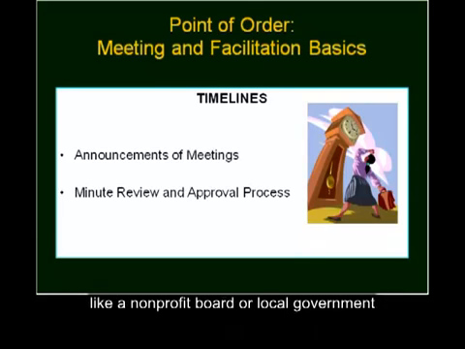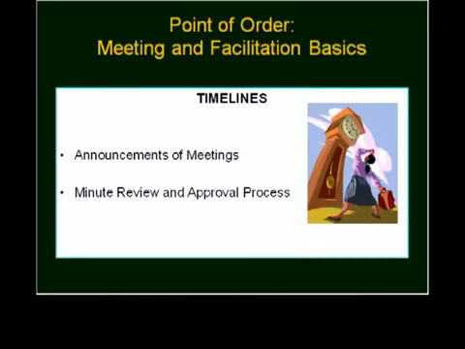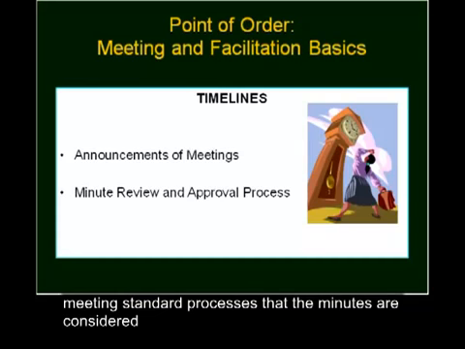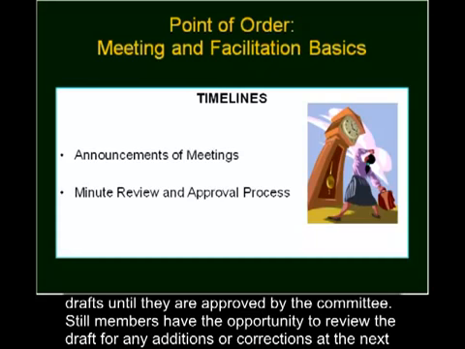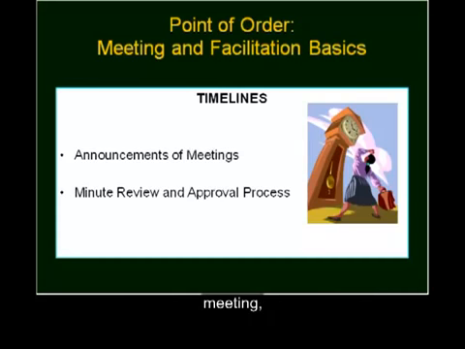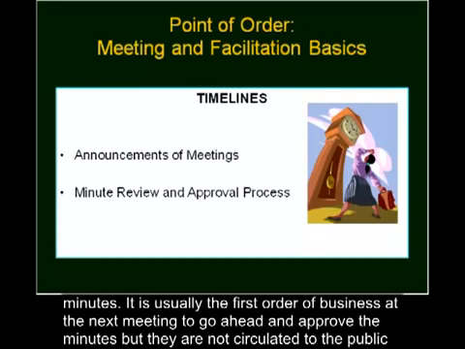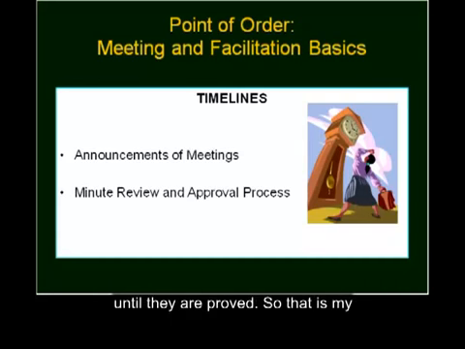In other settings like a nonprofit board or a local government meeting, the standard process is that the minutes are considered draft until they are approved by the committee. So members have the opportunity to review the draft for any additions or corrections at the next meeting, and then a formal motion is made to approve those minutes. It's usually the first order of business at the next meeting to approve those minutes, but they're not circulated to the public until they are approved.